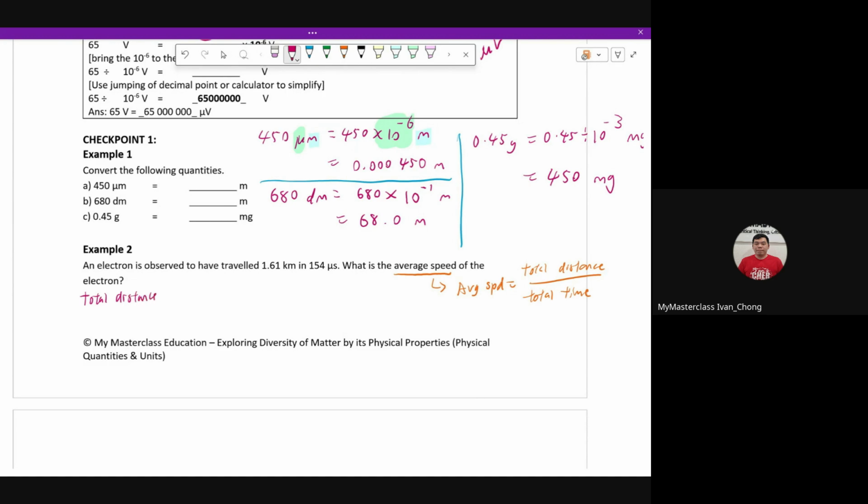What's your distance traveled? They tell you you traveled 1.61 kilometers. Now, if this question asks us to write it in SI units, kilometers, because of that k in front, is not an SI unit. Okay, this is not an SI unit, so we want to change it to SI unit. So 1.61, I have the prefix kilo, times 10 to the power 3 meters. So I end up with 1610 meters.